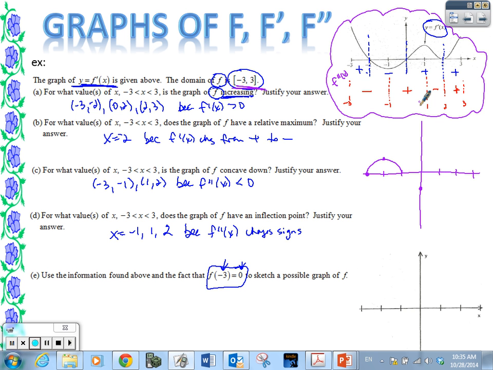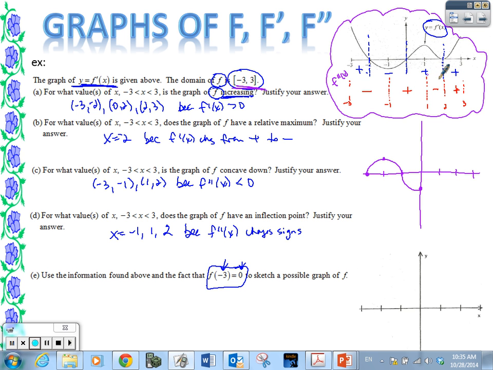So what am I going to have to do here? I'm going to have to change it, and we know that's an inflection point anyway. I'm going to have to make it go concave up from -1 to 0. And I need to keep it concave up until I hit 1. Let's see. We got a max.